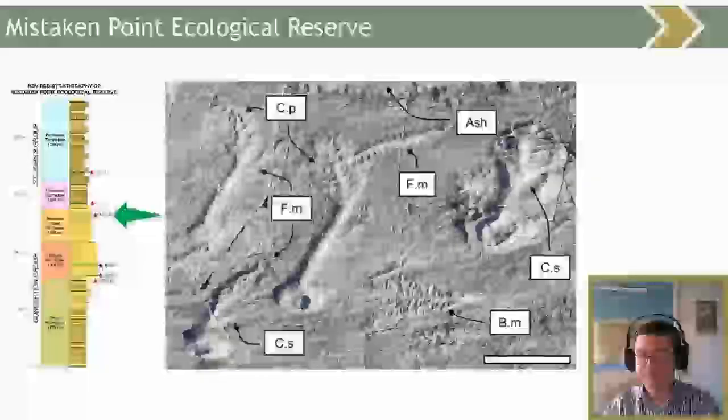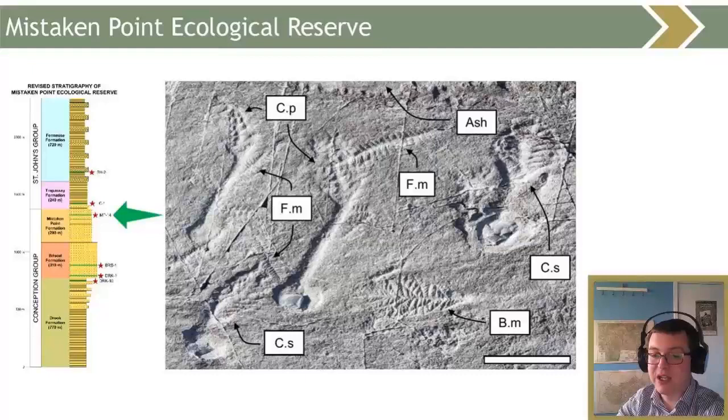And there's just another view. You can see some of these are fossils called Charnia discus. You can see they've all fallen over in the same direction there, which is a very important indicator and helps our understanding. They're the ones marked C.P. and C.S. They're a fossil called Charnia discus. You can see one marked B.M. That's Beothukis, which is a beautiful fossil. And this is, again, from the E surface at Mistaken Point.